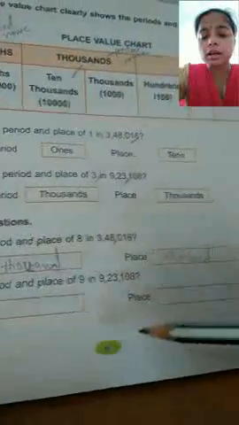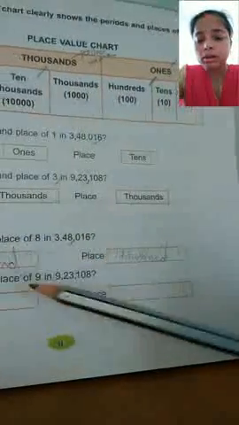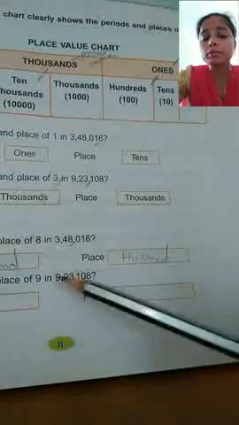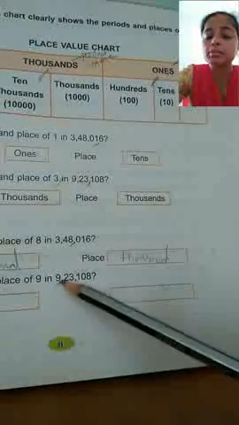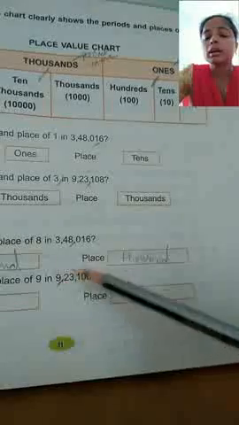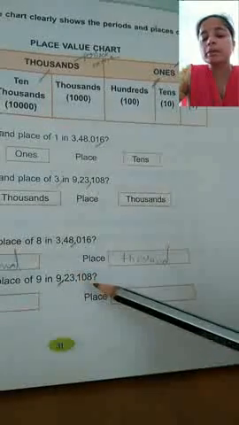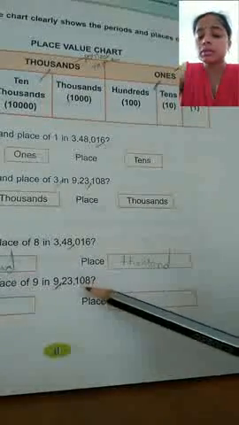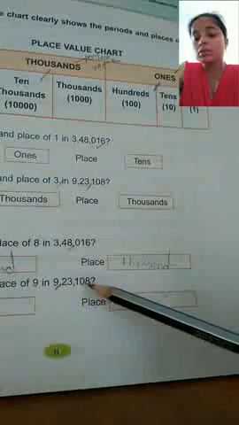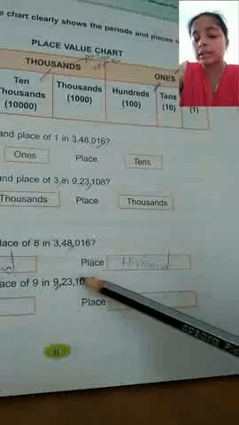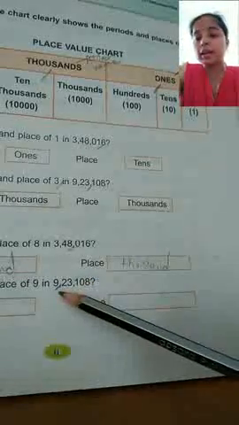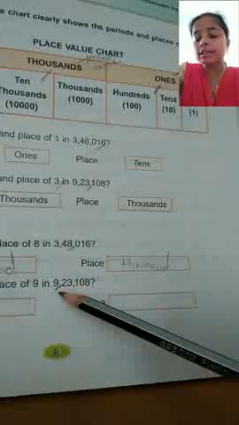Again, in this number, what is the period and the place of the given number? We have to find the period and the place of the given number, that is 9. So for finding the place, what will we do? We will first count the places. So this is ones, tens, 100, 1000, 10,000 and lakh. 9 comes in which place? 9 comes in the lakh place.